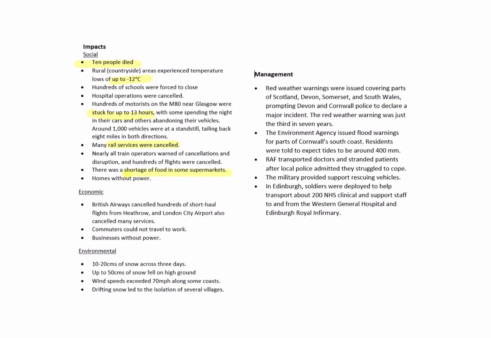Our travel and economy was impacted as well. So you've got British Airways cancelling lots of short-haul flights. Businesses without power. But the environmental impacts, I think, are quite significant. So wind speeds greater than 70 miles an hour, 50 centimetres of snowfall. That's pretty impressive. So how are they managing this?